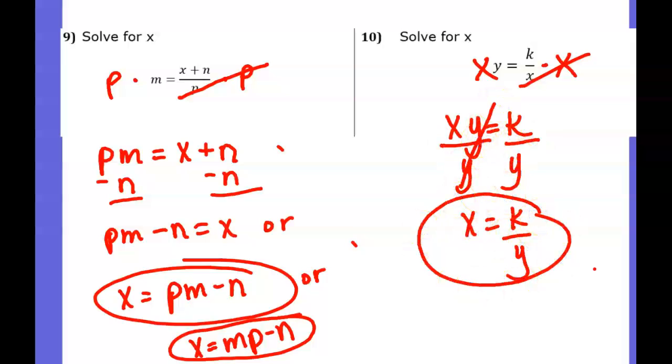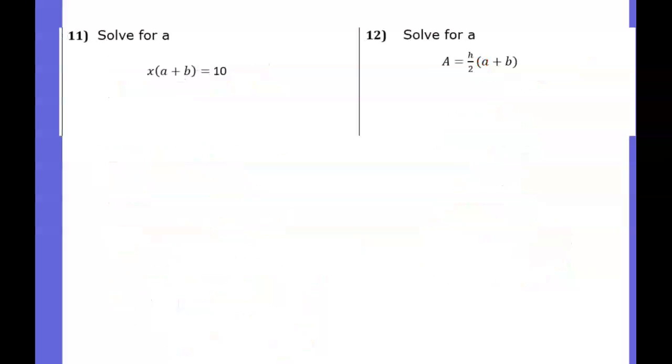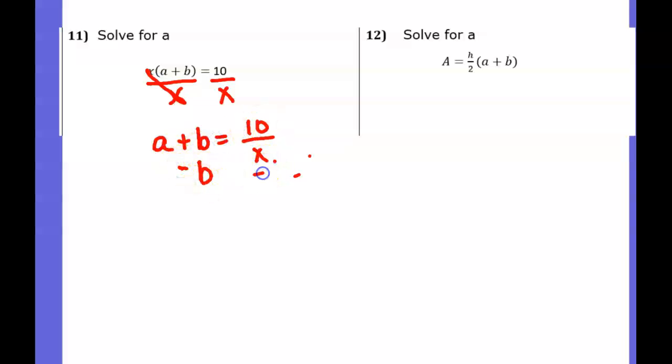Okay, number 11, if we solve for a. In a problem like this, what I don't want you to do is distribute and make it more complicated. We are not distributing here. We're going to just divide both sides by x. Our whole goal is to get a by itself. So when we divide by x, we have a plus b equals 10 divided by x. Now all I have to do is subtract my b. So we end up with a is equal to 10 divided by x minus b.